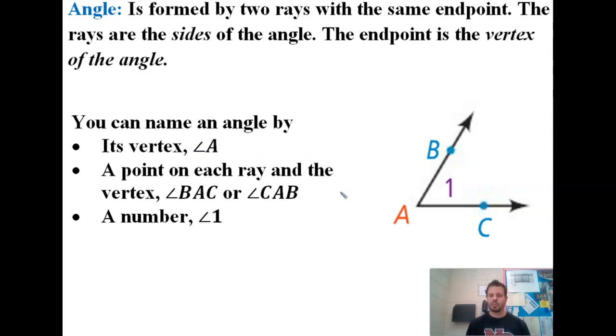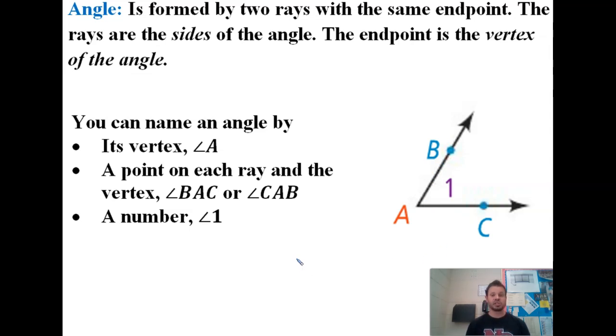Now I can also name an angle with 3 points, with a point on each ray and then the vertex. So I could call this angle BAC or angle CAB. Now notice both times I said that, I traced through the angle. We could say BAC or CAB. I can't skip across my rays here. I can't say BCA or CBA. I've got to keep that vertex in the middle. I've got to essentially trace along that angle as I name it.